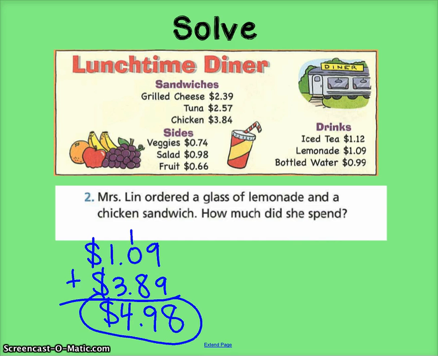All right, third graders, our answer is $4.98. Did you get it correct? If not, go back and retry it again so that we are all on the same page. If you did get it correct, time for your last example. Here we go.